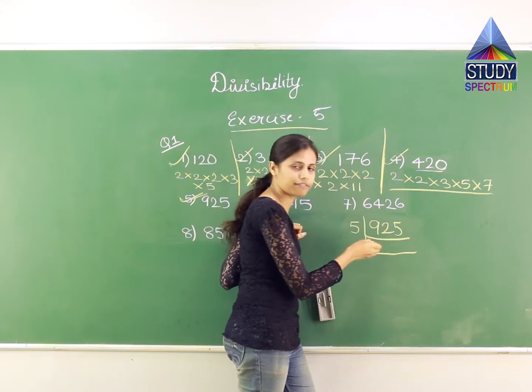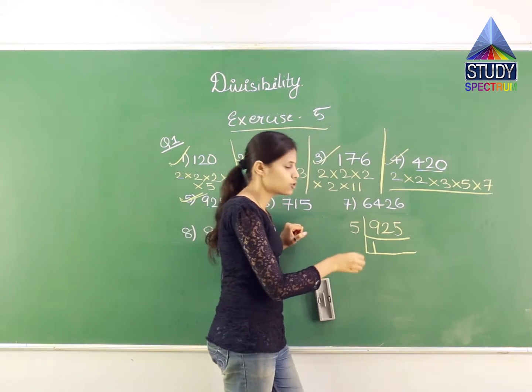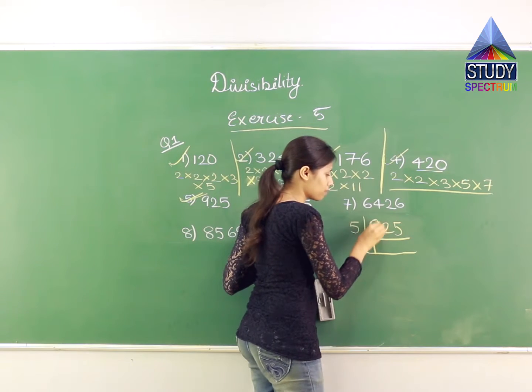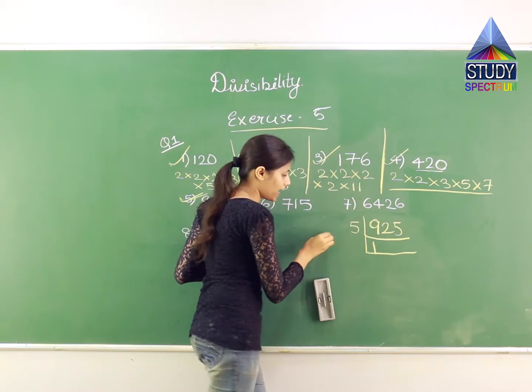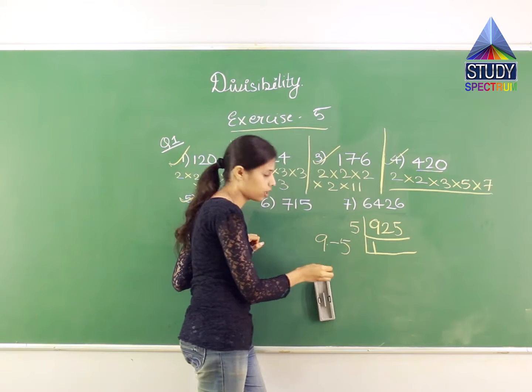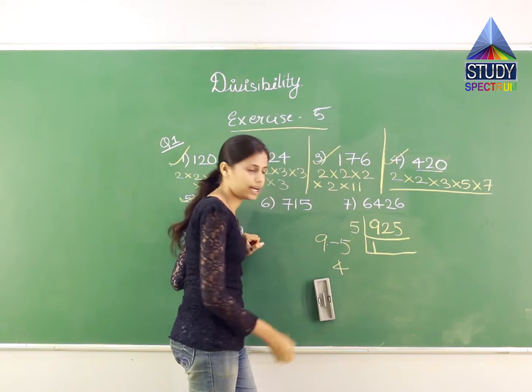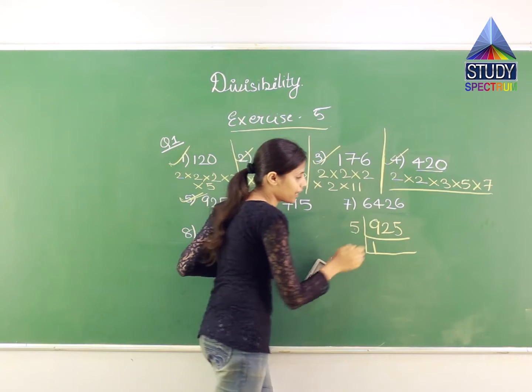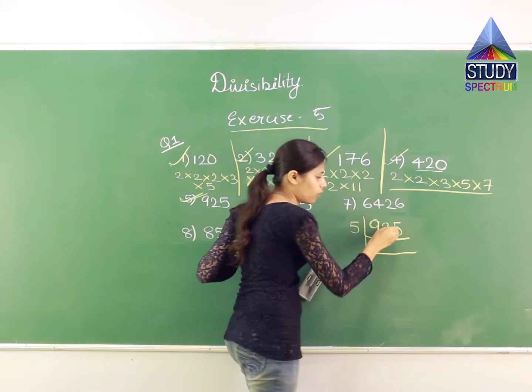5 ones are 5, but over here I have 9, right? So what I will do, I will subtract 5 from this 9. 9 minus 5 ones are 5, so I will subtract 5 from this 9. I will get what? 4, right?